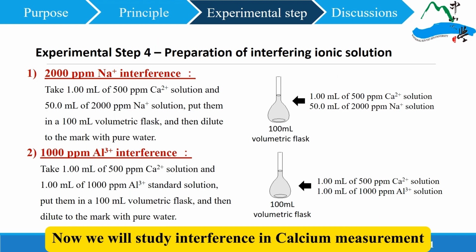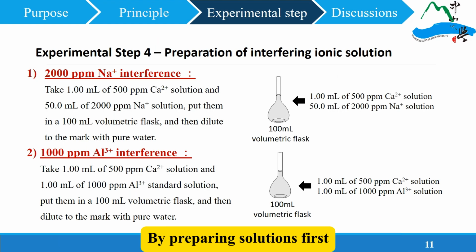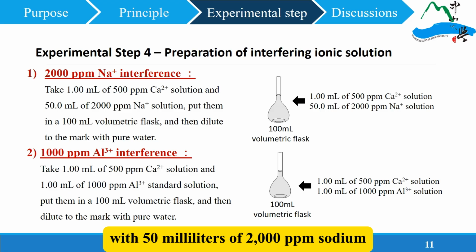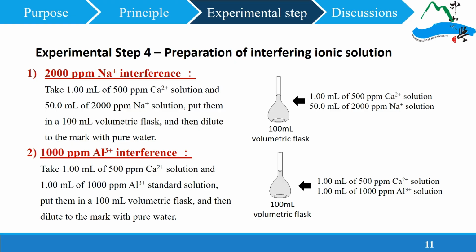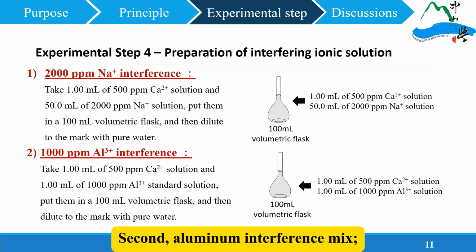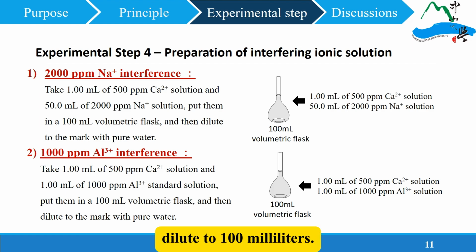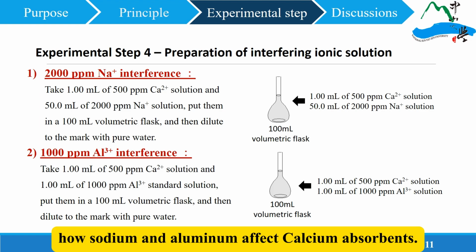Now we will study interference in calcium measurement by preparing solutions. First, sodium interference. Mix 1 milliliter of 500 ppm calcium with 50 milliliters of 2000 ppm sodium. Dilute to 100 milliliters. Second, aluminum interference. Mix 1.00 milliliters of 500 ppm Ca2+ with 1.0 milliliters of 1000 ppm Al3+. Dilute to 100 milliliters. These test how sodium and aluminum affect calcium absorbance.